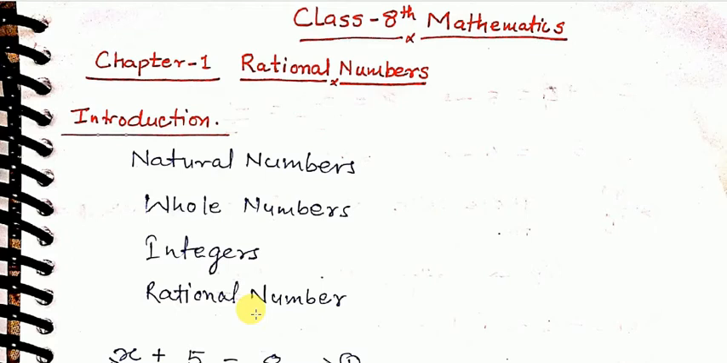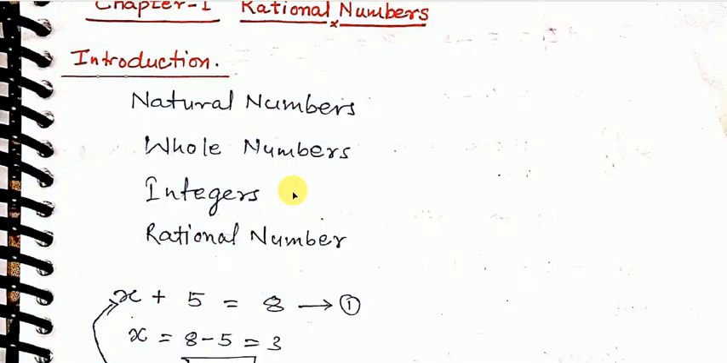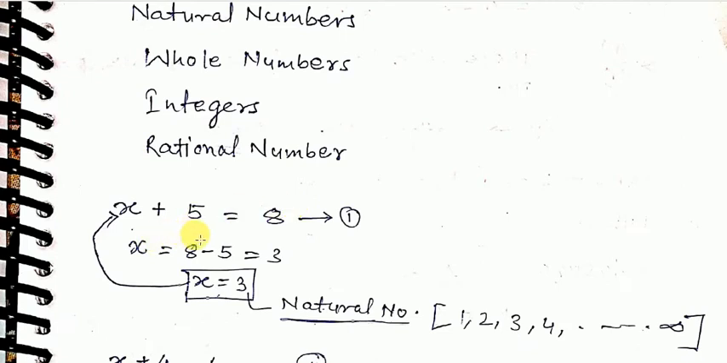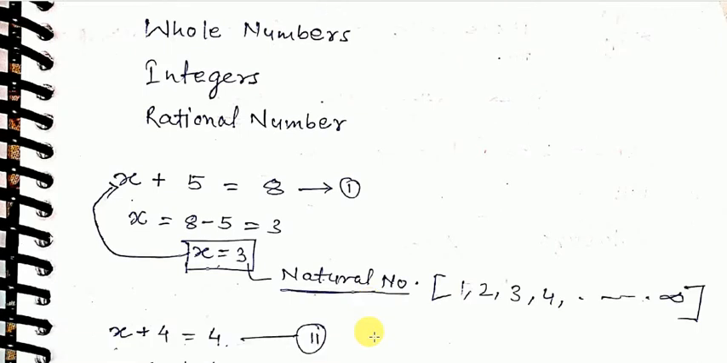So in mathematics we generally come across simple equations to be solved. Likewise, let's take one equation, that is x plus 5 is equal to 8. If we solve this equation, we get x is equal to 3. Here 3 is which type of number? It is a natural number. As we know, natural numbers vary from 1 to infinity, like 1, 2, 3, 4, 5 and so on. So we can say that x is equal to 3, the solution of this equation, is a natural number.